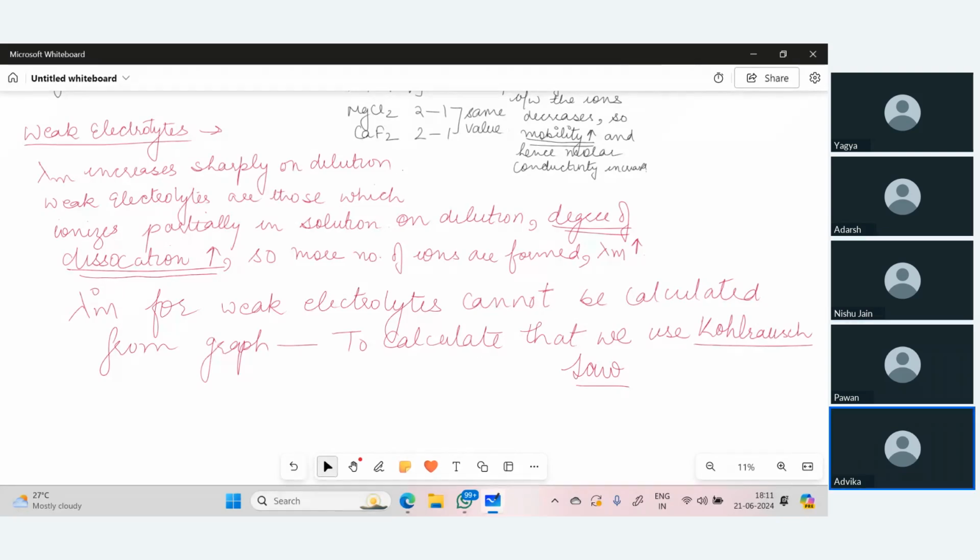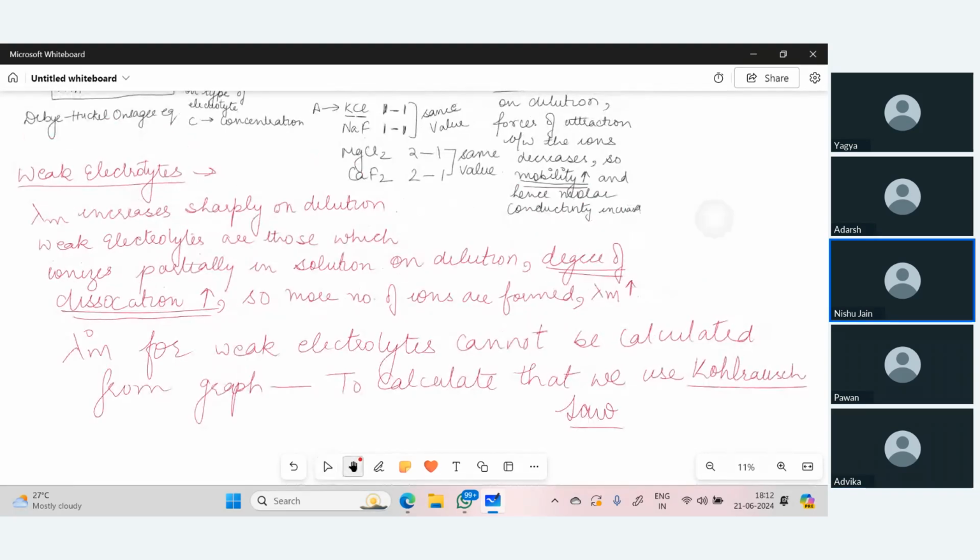Ma'am, in both cases, molar conductivity increases, right? Molar conductivity increases in all the cases. In strong electrolytes it increases slowly, but in weak electrolytes it increases sharply. That is the difference. In strong electrolytes, it is only due to mobility. That is why it increases slowly. In weak electrolytes, a new number of ions will be formed. So that is why it increases sharply.